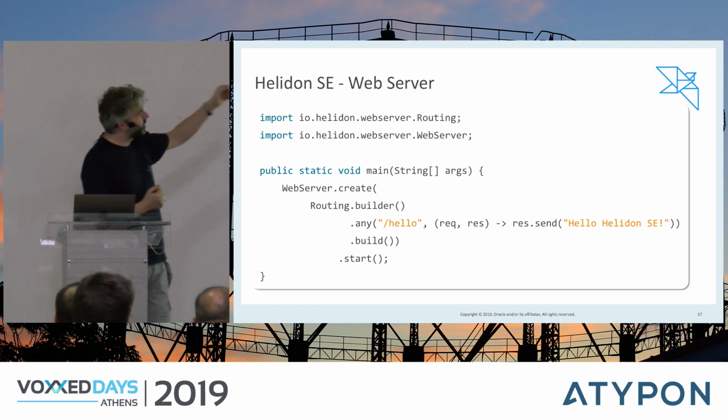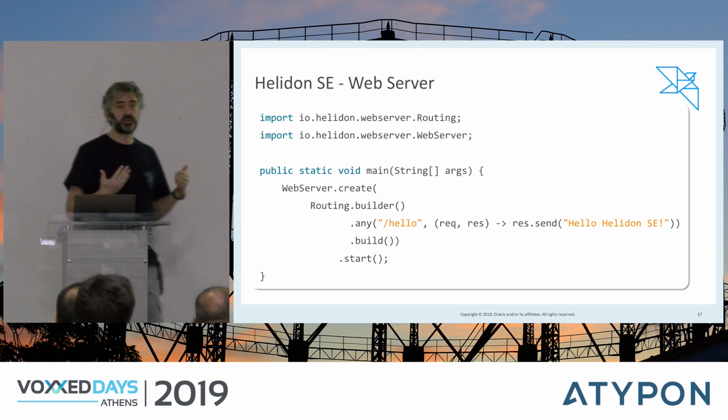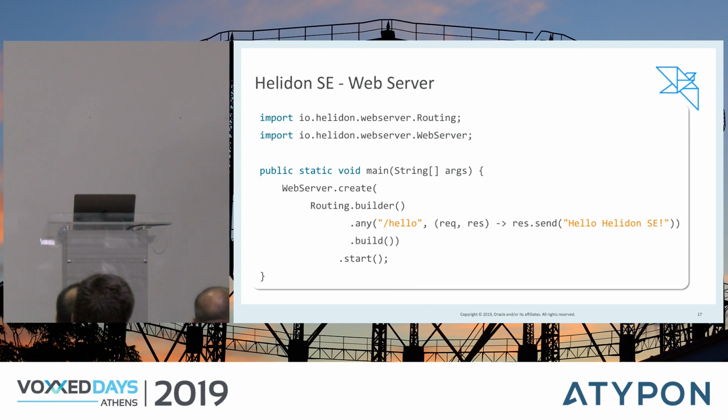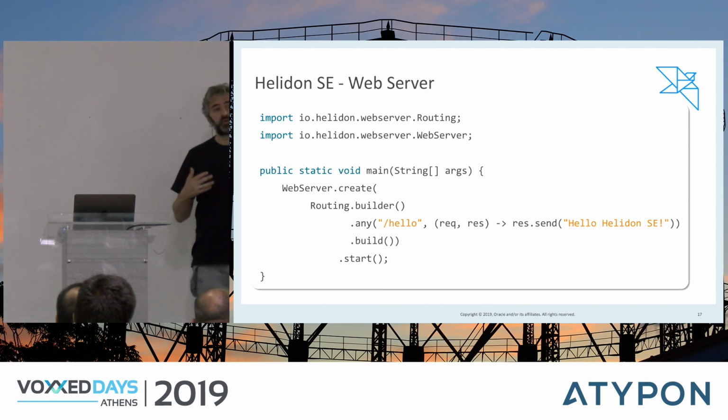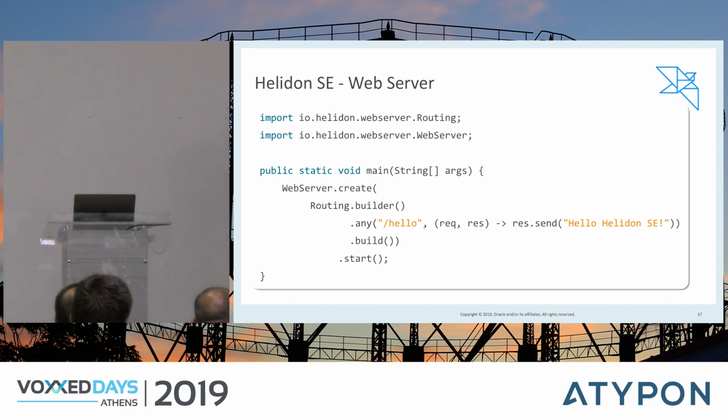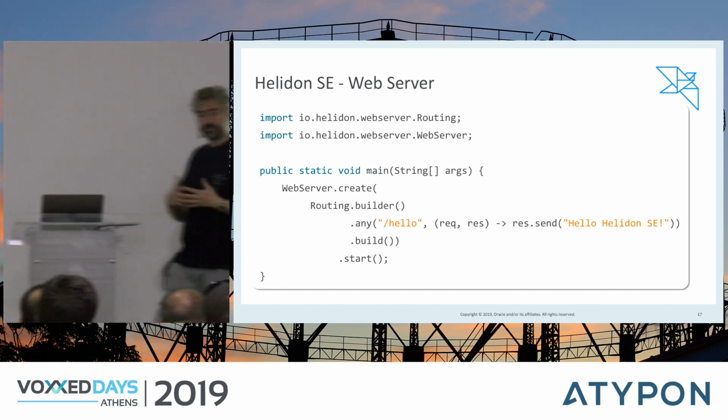So we are using this builder pattern to basically define all the routes. In this case, we just have one route. So this method, any, basically means that our endpoints will answer to any type of HTTP request. Then this is the path, and we pass it a handler that will take care of the response.